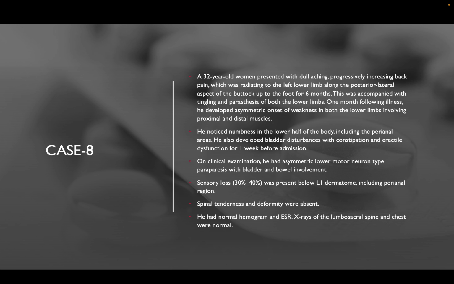Because there is back pain and radiating pain, there are classical symptoms with a level also. There is radiating pain associated with back pain, and also asymmetrical weakness. So that is classically going towards compressive myelopathy. He noticed numbness in the lower half of the body, including the perianal region, so there is a sensory level also. He also developed bowel and bladder disturbances with erectile dysfunction. Later on the bowel and bladder dysfunction were involved, after 8 to 9 months. So the late involvement of bowel and bladder is there. It is definitely not intramedullary, it is mostly extramedullary.